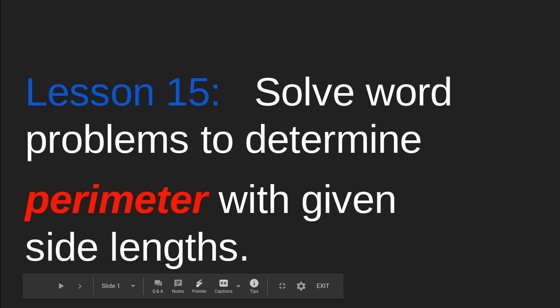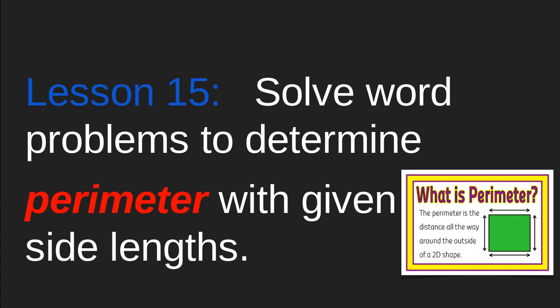Okay, this is lesson 15, and today we are going to be solving word problems to determine perimeter with given side lengths. In case you have forgotten what perimeter is, the perimeter is the distance all the way around the outside of a 2D shape.